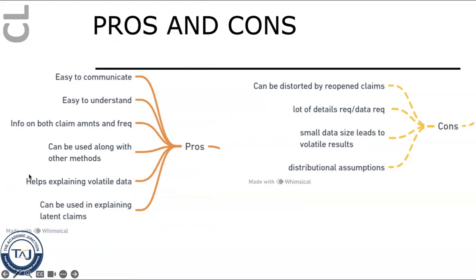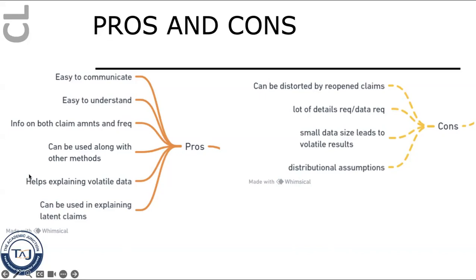You get more info on both claim amounts and frequency, which is the more important thing there. It can be used along with other methods. And it also helps in explaining volatile data. So you will be able to provide more explanation using ACPC methods on why data volatility exists. You can say that volatility in data is there because frequency is up and down, and severity is standard, but frequency has been up and down, so that's resulting in volatility, or vice versa. And more importantly, one pro of the ACPC method is that it can be used in explaining latent claims. This cannot be very easily done with other methods. For example, your BCL method and your ELR method cannot do this, but with the ACPC method, you will be able to at least provide an explanation for latent claims.